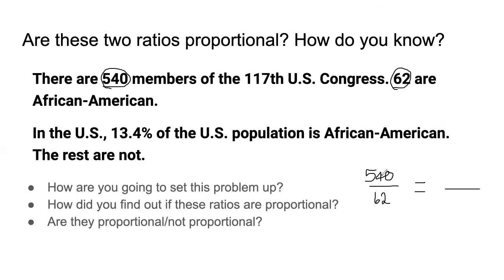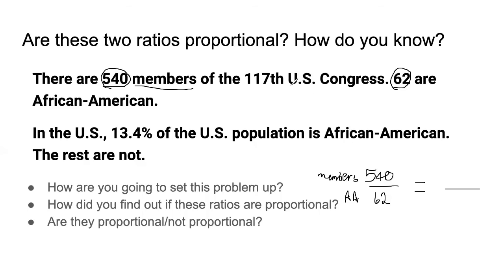Okay, so 540 is describing what? The members. So overall members. This is like the total. This is in Congress. There are 540 members of US Congress. And then, so this is overall. 62 describes African Americans in Congress. So that's our first proportion.